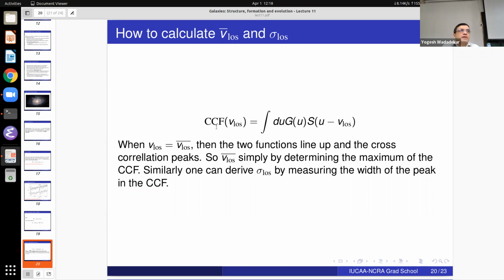So that is what is happening here. The moment you get VLOS close to the average value, you are going to suddenly get a good peak. So you get it simply by determining the maximum of the cross correlation function. Similarly, one can derive the sigma LOS by measuring the width of the peak in the cross correlation function.